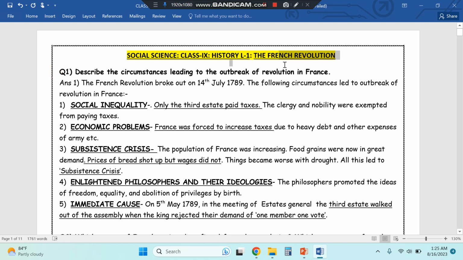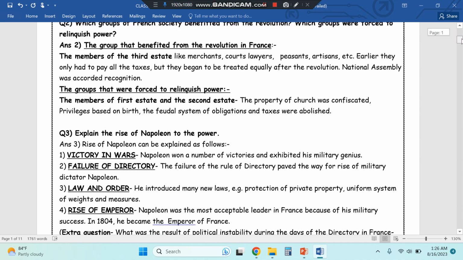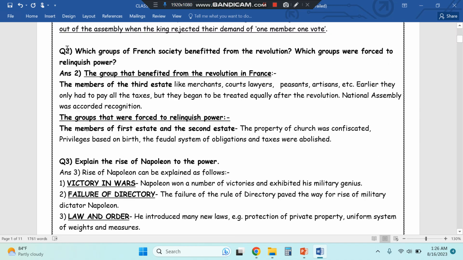So the first question is: describe the circumstances leading to the outbreak of revolution in France. This is an extremely important question and often comes as a 5 marker only. The next question is: which groups of French society benefited from the revolution and which were forced to relinquish power? So the third estate benefited and the first and second estate were forced to relinquish power. That means to leave power.